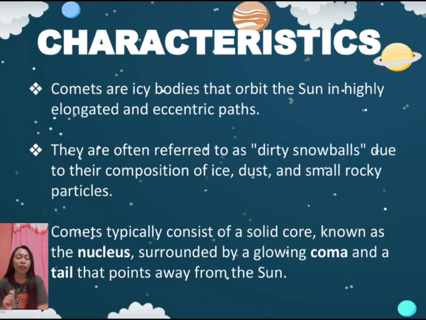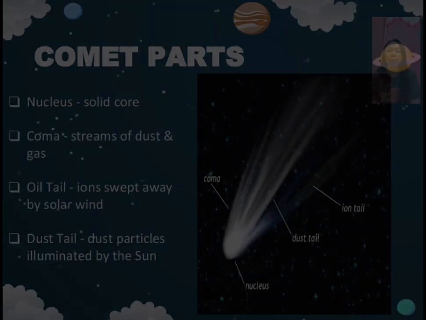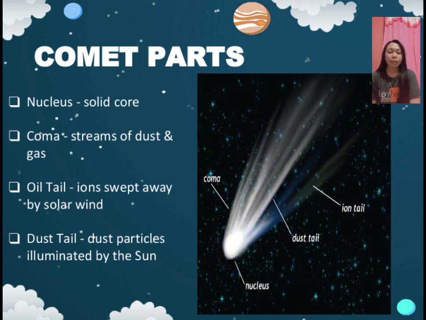Let's tackle the characteristics of comets. Comets are icy bodies that orbit the sun in highly elongated and eccentric paths. They are often referred to as dirty snowballs due to their composition of ice, dust, and small rocky particles. Comets typically consist of a solid core known as the nucleus, surrounded by a glowing coma and a tail that points away from the sun.